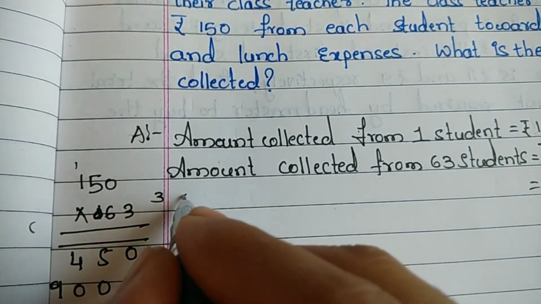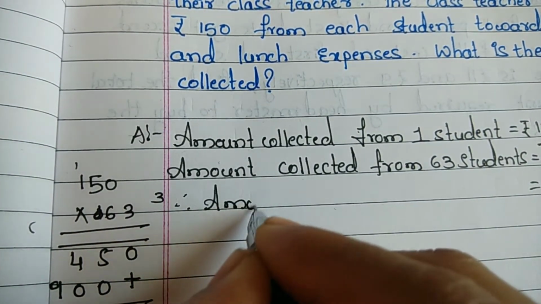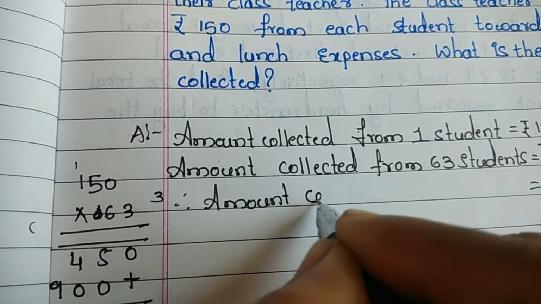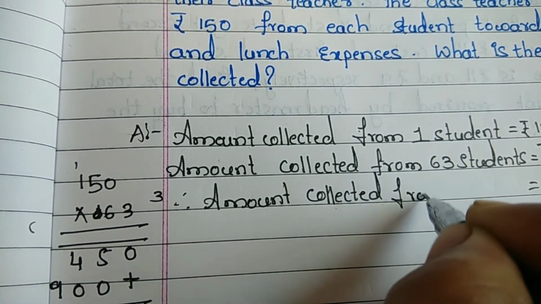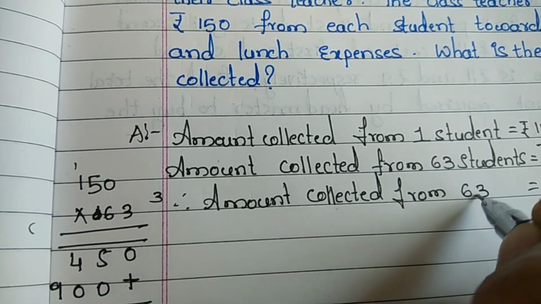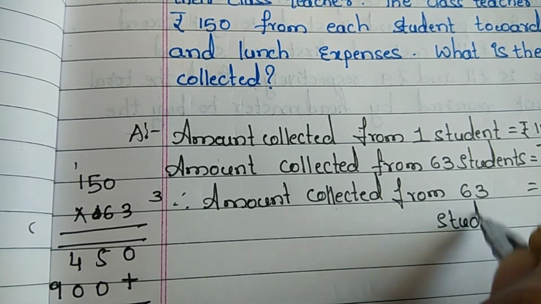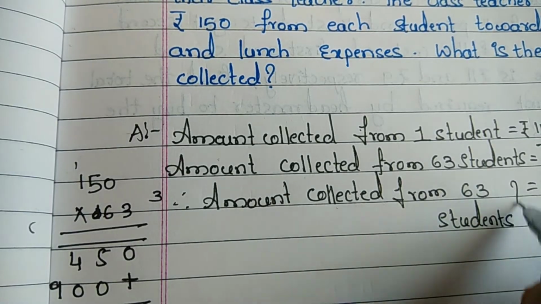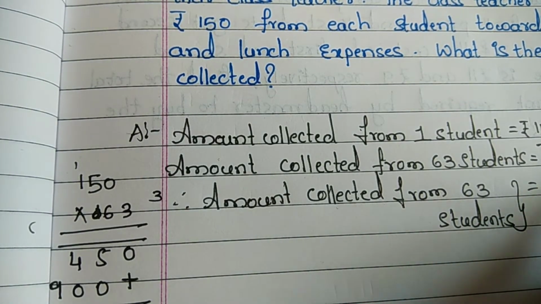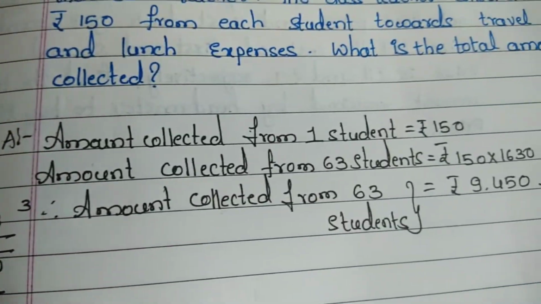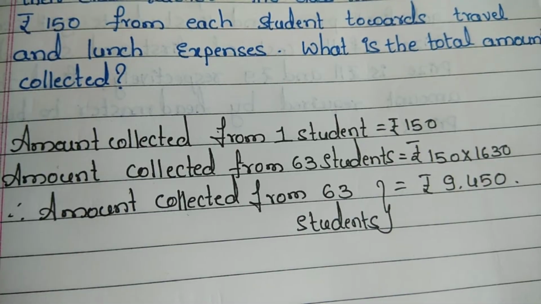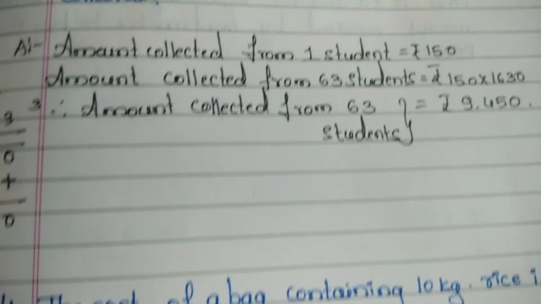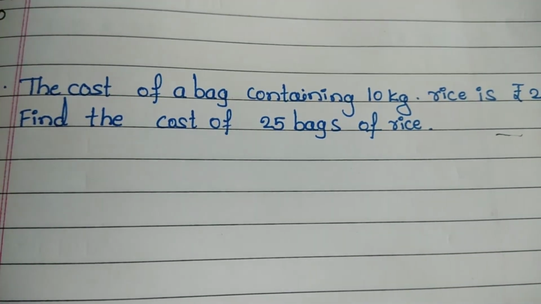Yes. Therefore, amount collected from 63 students. How much is there? Rupees 9,450 rupees. Okay. Yes. Next, fourth one.